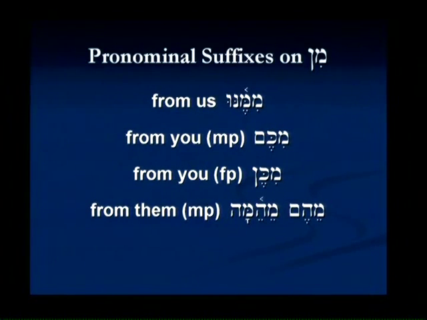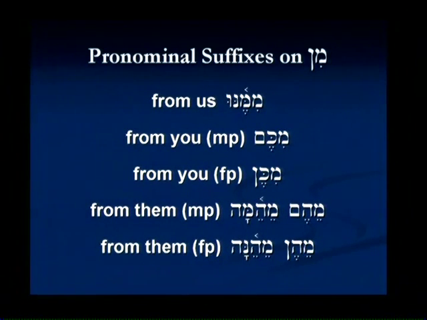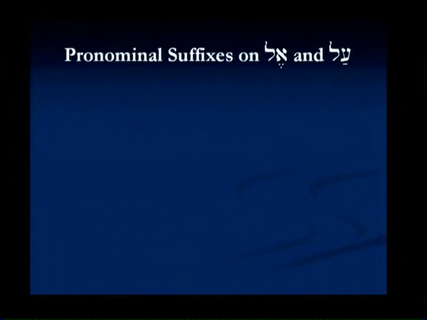All right, the alternative form is mehema, from them, the masculine plural. And we also have two forms for the feminine plural: mehen, mehena. All right. Now, coming to al and el, I want to emphasize that on al and el, one of the first things we see is that we have an unusual thing take place.